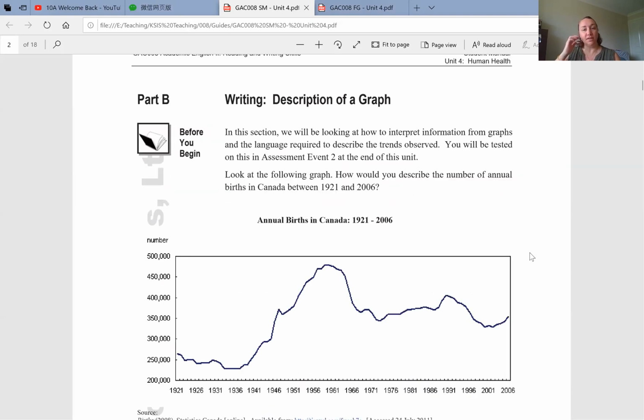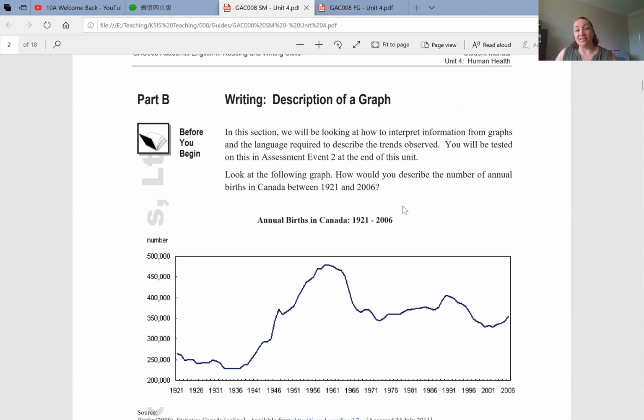Okay, so writing, description of a graph. We're going to look at how we interpret information from graphs and the language that we need to actually describe them. So you're going to be tested on this in AE2. Next week, I'm actually going to give you some vocabulary for you to learn, just to make the assessment a little bit easier for you, because it is about how you describe, not about a vocabulary test.